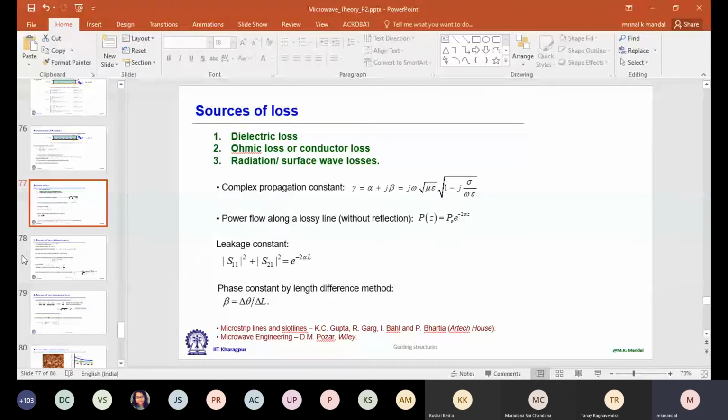Well, then how can you determine this alpha or beta? In experiment, we use the length difference method. The length difference method for beta we already discussed, so the same technique can be applied for alpha also. And then you find the S parameters using a vector network analyzer, and from that you calculate the value of alpha and beta.